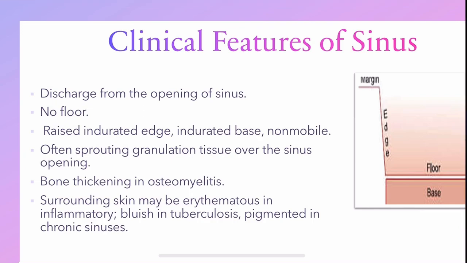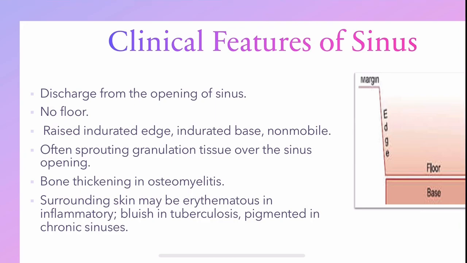Moving on to the granulation tissue. How is the granulation tissue formation in the sinus? Is it healthy? So let us check. They are saying a sprouting granulation tissue over the sinus opening is seen. Moving on to the next point, bone thickening in osteomyelitis. As I told you that there will be induration, and similarly in osteomyelitis there is going to be bone thickening. The surrounding skin of the sinus is erythematous in inflammatory sinus, and it is going to be bluish in color in case of tuberculosis. It is going to be pigmented in chronic sinus.